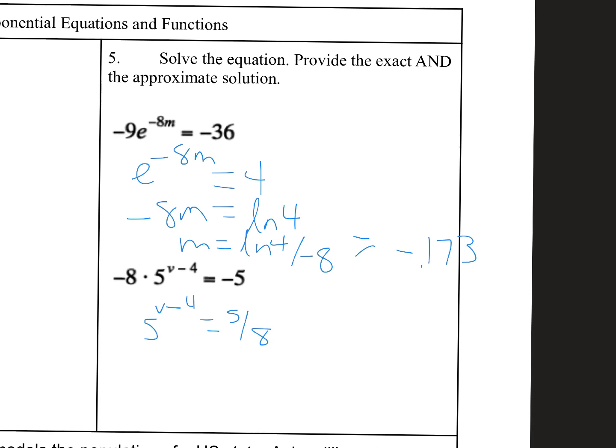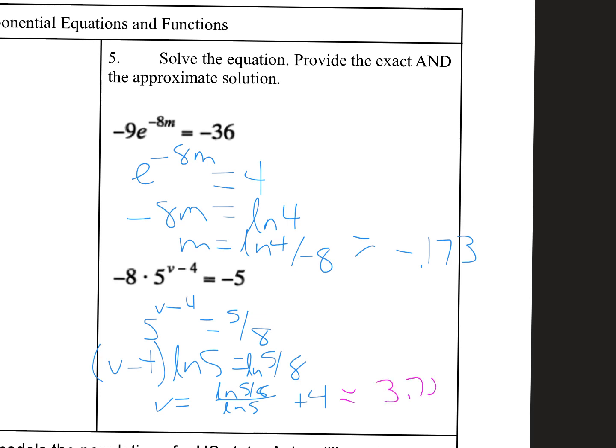I'm going to take the natural log of both sides because I feel like it. It's going to become v minus 4 is the natural log of 5/8. Oops, forgot the natural log. You don't have to do natural logs. Divide by the natural log of 5 and add 4. So the natural log of 5/8 over the natural log of 5 plus 4. You could have written that in log form and that sort of thing. It doesn't matter. All right, and that's approximately, I got interrupted, so I'm going to jump back in here, 3.708.